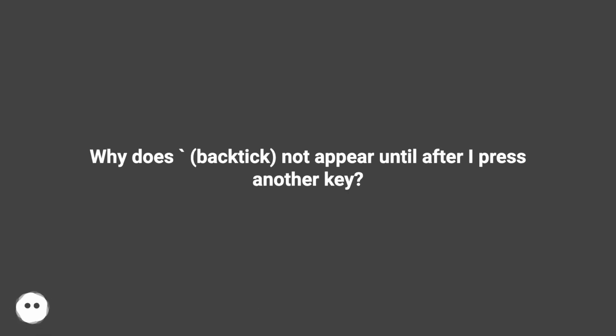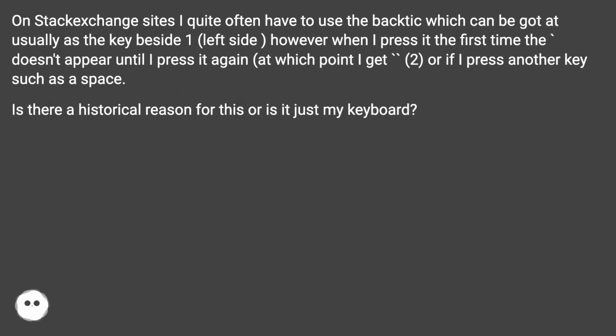Why does backtick not appear until after I press another key? On Stack Exchange sites I quite often have to use the backtick, which can be got at usually as the key beside 1 left side. However, when I press it the first time that doesn't appear until I press it again, at which point I get 2, or if I press another key such as a space. Is there a historical reason for this, or is it just my keyboard?